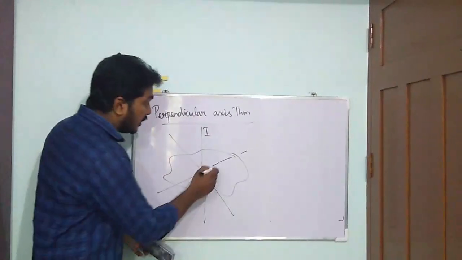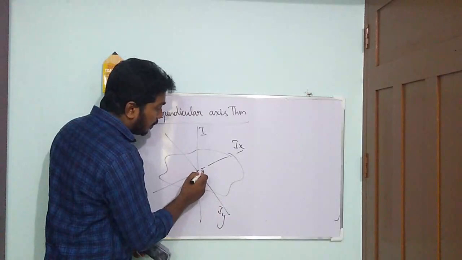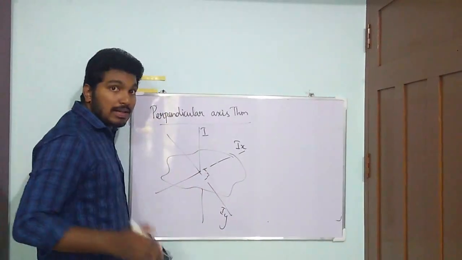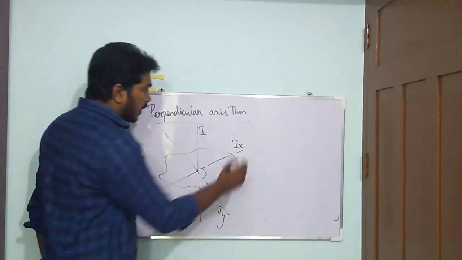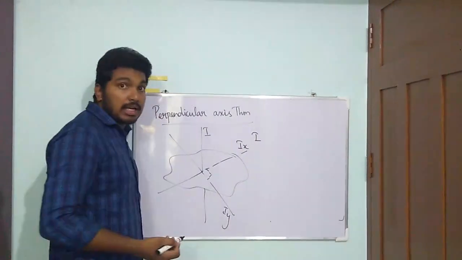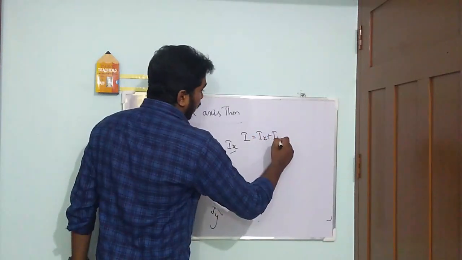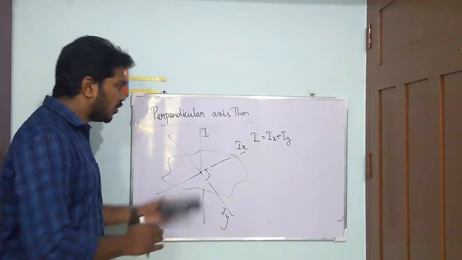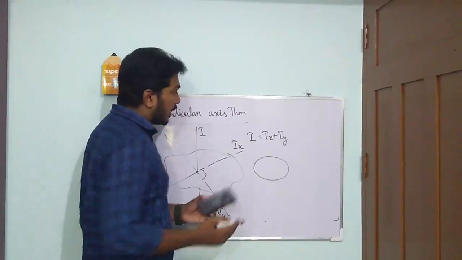I repeat, these two axes, one I will call Ix, the other Iy, should be perpendicular to each other. They should intersect at the same point in the plane. So here, according to the perpendicular axis theorem, I can write I is equal to Ix plus Iy. A simple example for this: suppose we are taking a ring, okay?